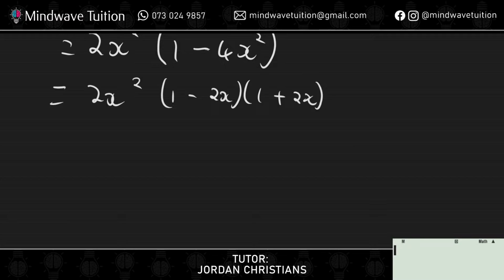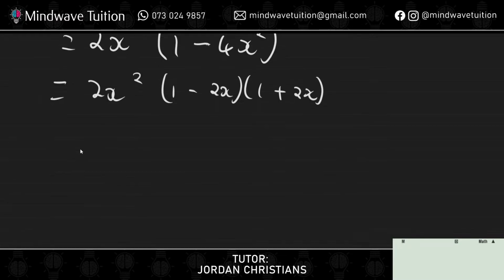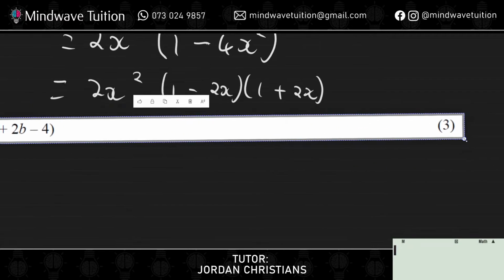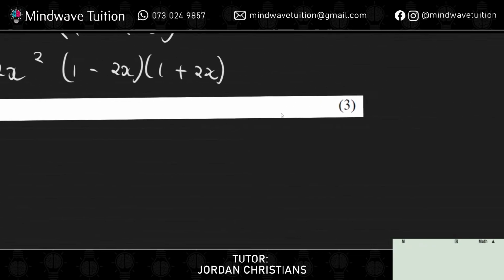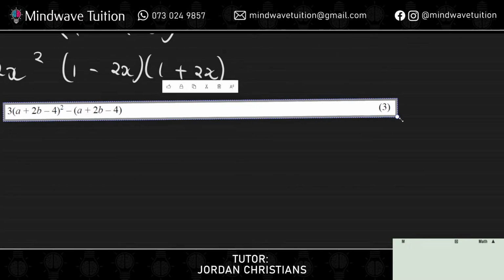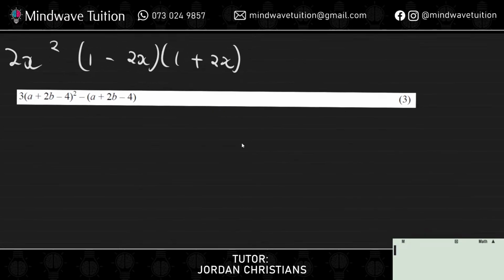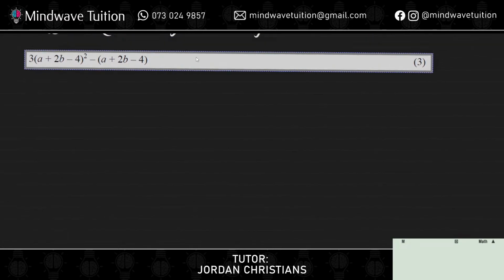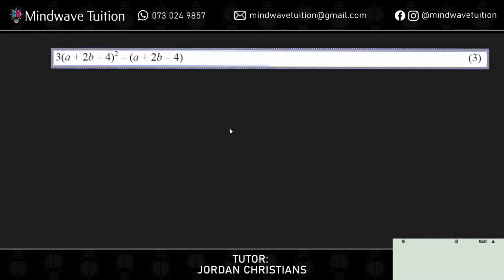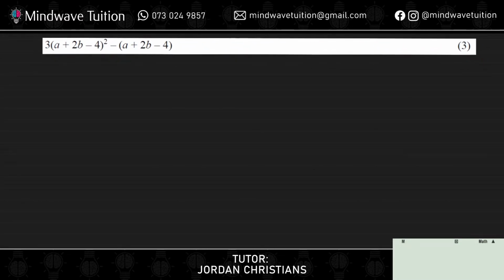Also, it will be things that you know how to do, but it will be disguised by either writing something overly complicated, or just by putting a whole lot of variables to make it harder than it actually is. So, for instance, like this one, we have 3 times (a plus 2b minus 4) all to the power of 2 minus (a plus 2b minus 4).